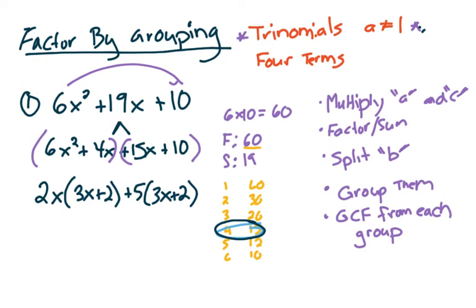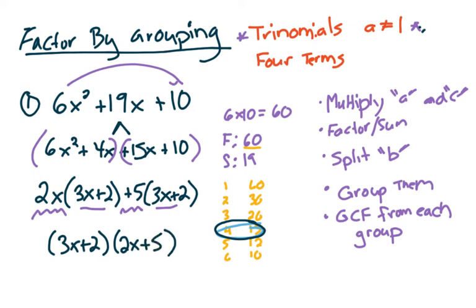Notice what is inside our parentheses is the same. We're factoring out a 3x plus 2 now. This is the first part of our answer. Our second part is the numbers on the outside. So the 2x plus 5. So this is how we're going to factor trinomials where a does not equal 1.